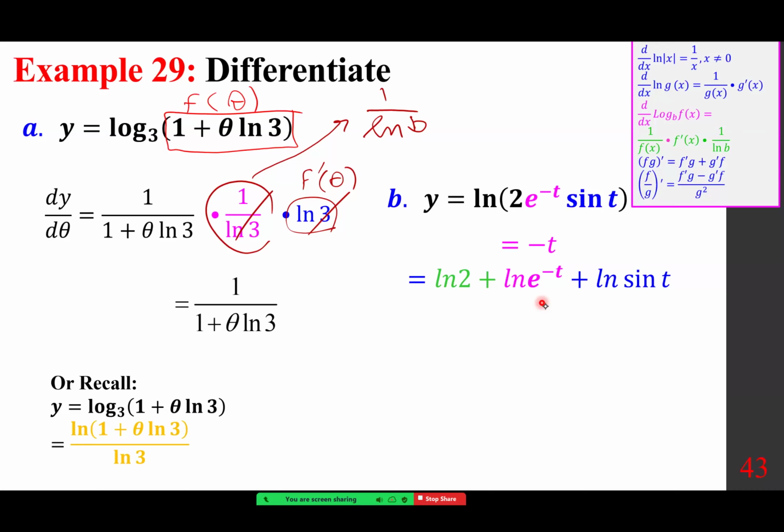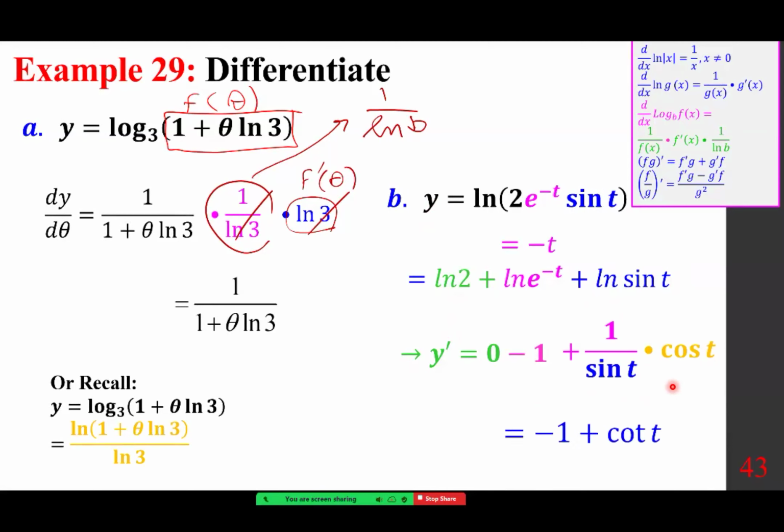So one by one, we are going to differentiate y. So y prime, the derivative of ln 2, I'm going to write that it's 0 because ln 2 is a number, and minus t is negative 1. Now ln of sine t, we are going to flip over the sine t. We get 1 over sine t, and then we're going to multiply by the derivative of sine t, which makes it cosine t. So what we are looking at is minus 1 plus cotangent t, and that's done.